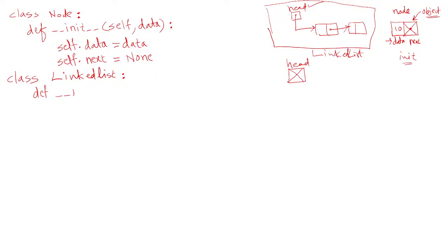So, underscore underscore init underscore underscore. The first argument is always self. Then, any extra thing required here? No, because the variable has to be initialized. So it is just self. That's it.